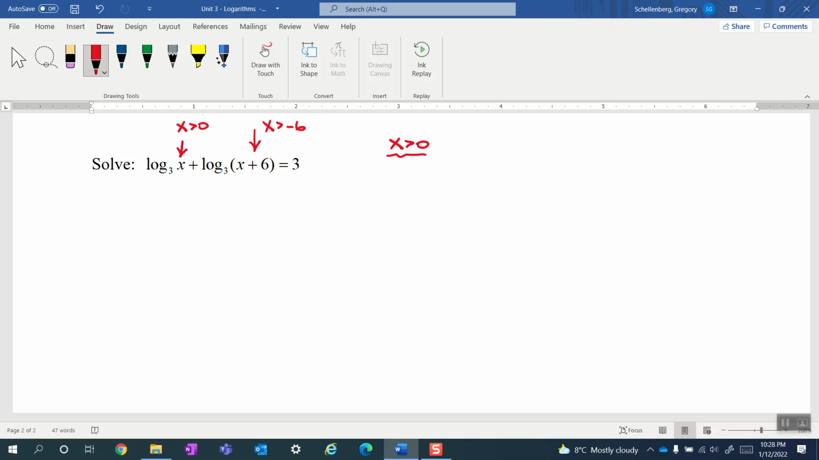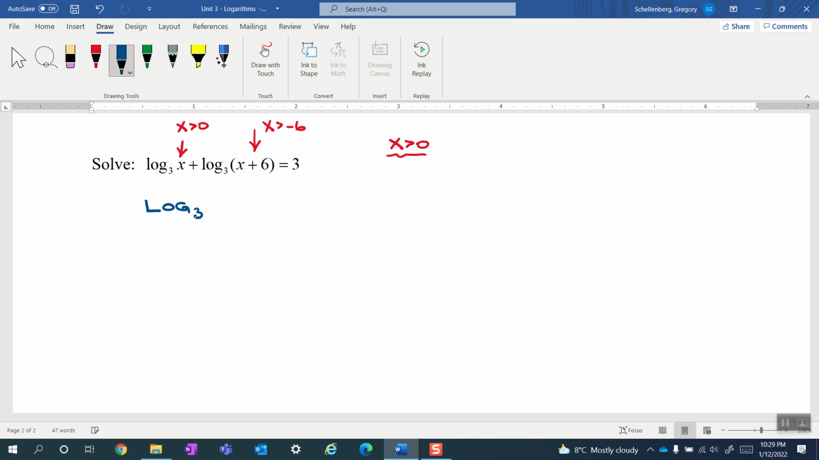Okay, so that's what we're working with. We've got log base 3 of x plus log base 3 of x plus 6 is equal to 3. So on the left-hand side, we've got the sum of two logarithms with the same base, so we could use the multiplication law.